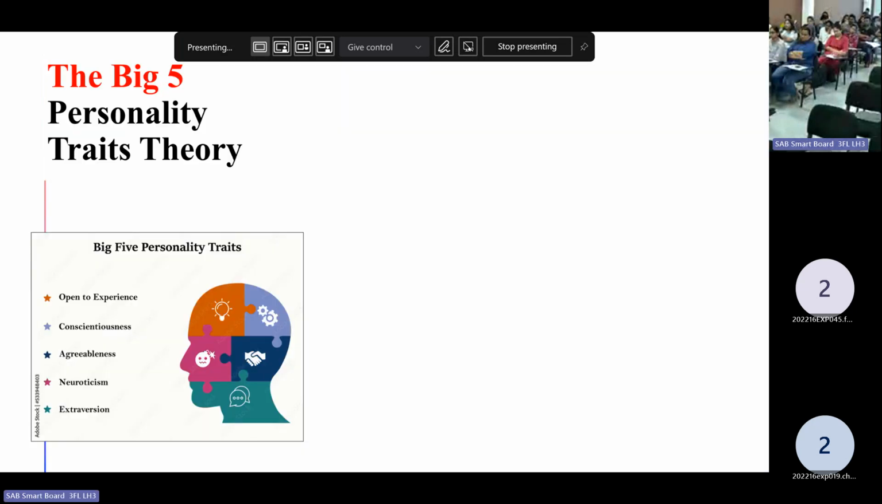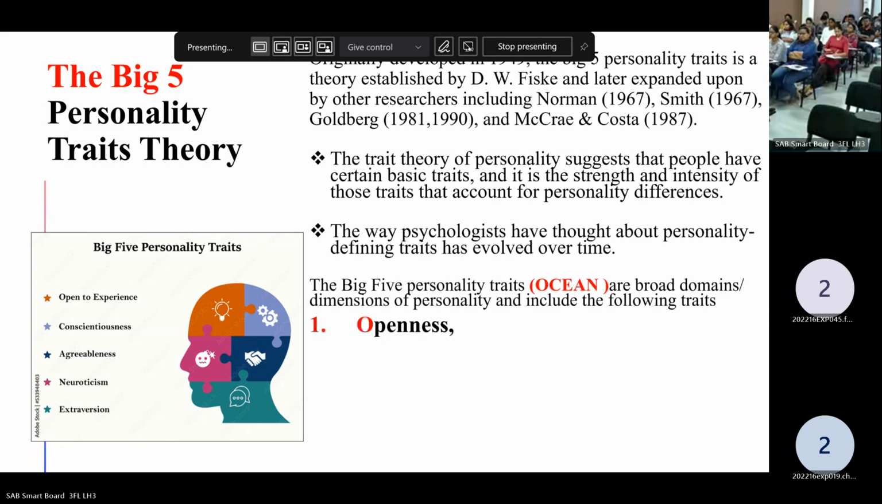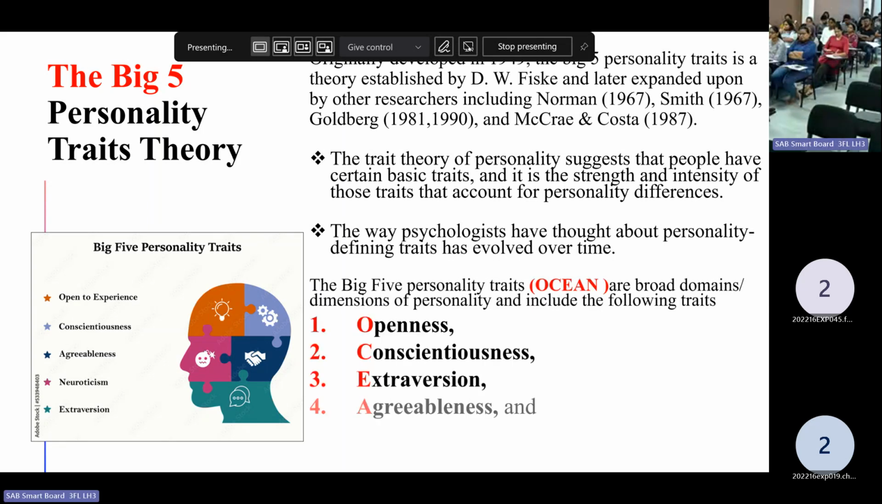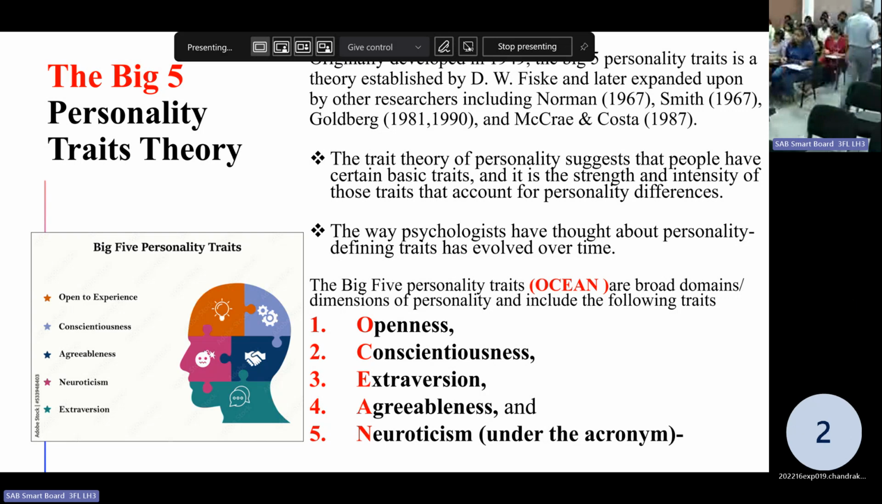Okay. So now we asked what are the 5 big personality factors, right? These are the big personality factors. They said open to experience, conscientiousness, agreeableness, neuroticism, and extraversion. Okay. So it is called OCEAN. Make a note of it. OCEAN. In short, the first letters of each word make OCEAN. If you remember, for exam purposes you can write OCEAN, right?